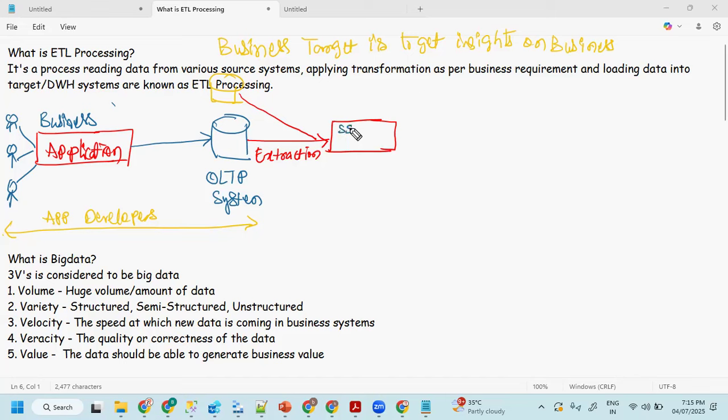So we have different types of ETL tools in the market, like SSIS, Informatica, which I worked on in my experience. There may be other ETL tools, DataStage. So like this, there are many ETL tools. These tools are used to apply transformation.